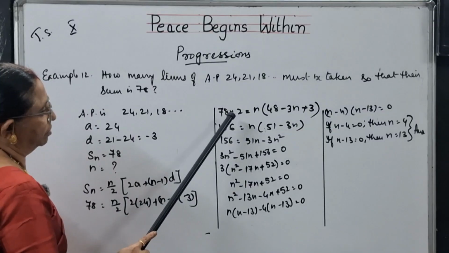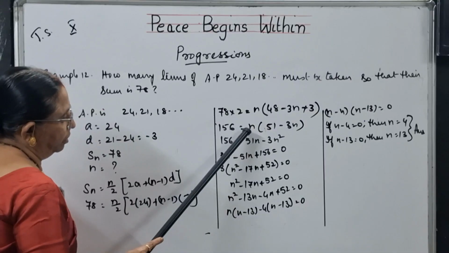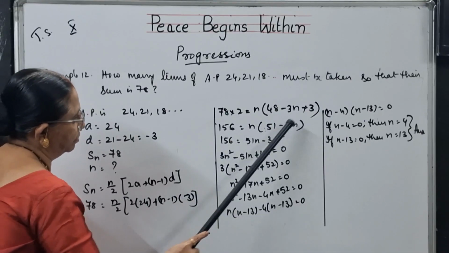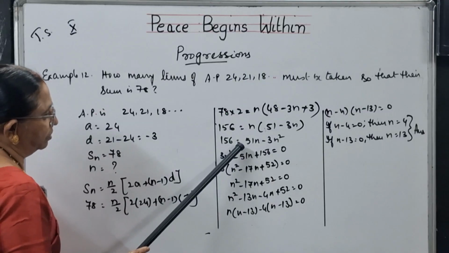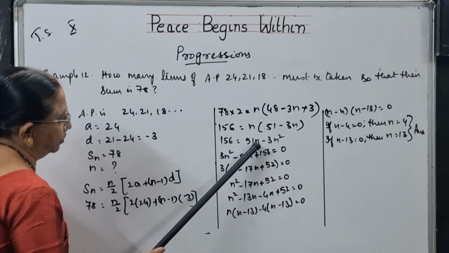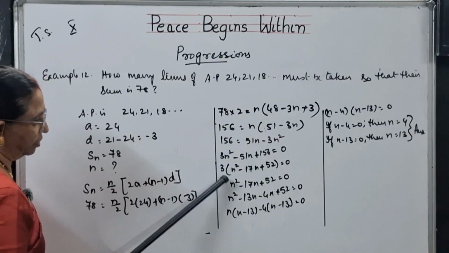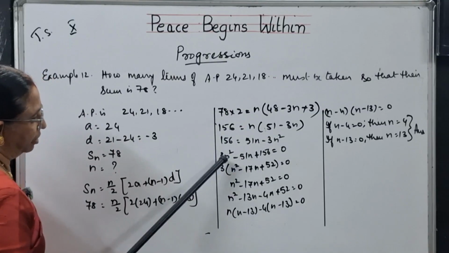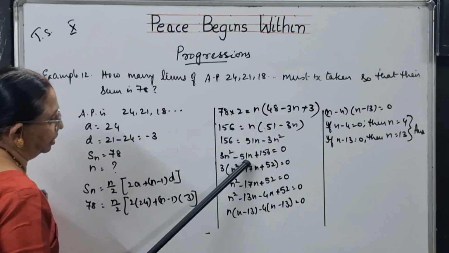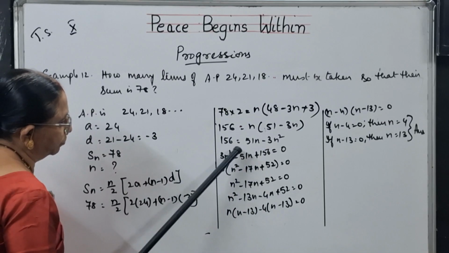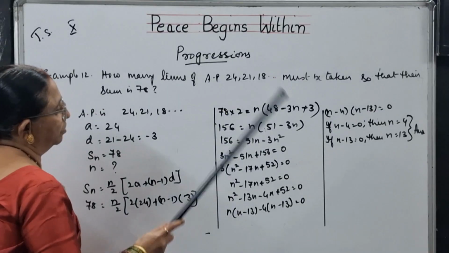So 156, 78 2s are 156, is equal to n into 48 plus 3, 51 minus 3n. That means 156 is equal to n into 51, 51n minus 3n square. I brought these two on the left side. So minus 3n square has become plus 3n square, plus 51n has become minus 51n. This as it is, because from left side we are taking to left side, so no change in the sign, is equal to 0.